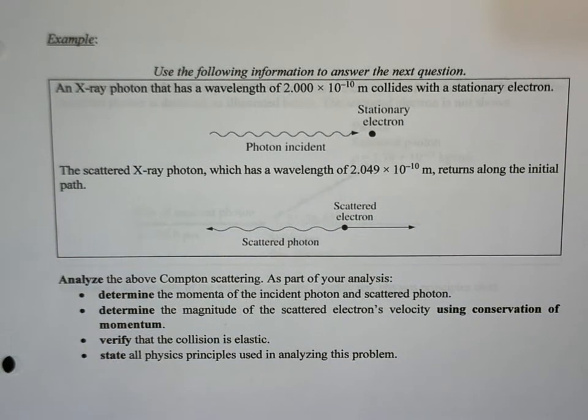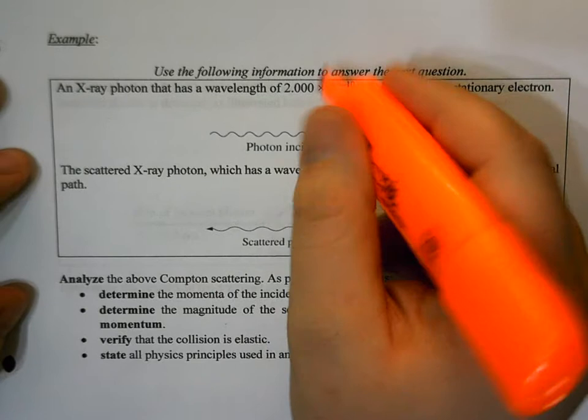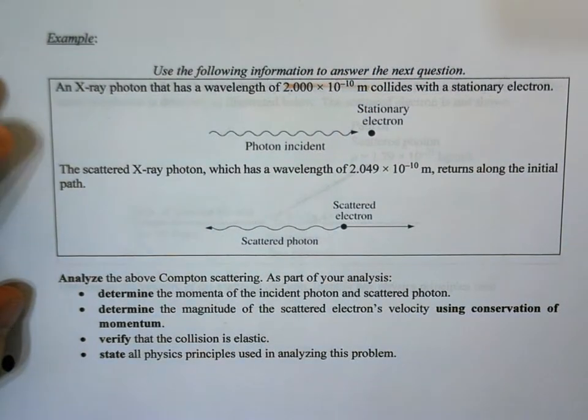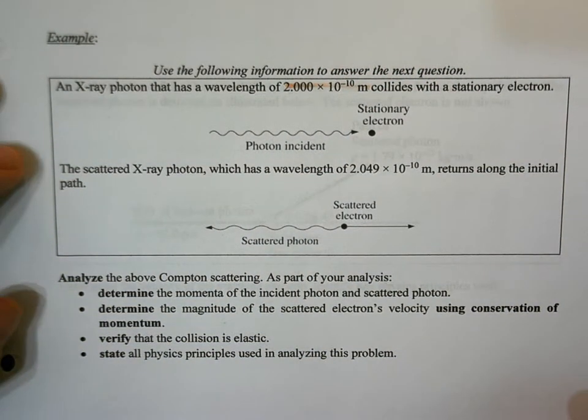Great, let's look at this question. This is an old question from a diploma exam many years ago. So let's see what they're asking. We have an X-ray photon. It has a wavelength of 2.000 times 10 to the minus 10 meters, and it collides with a stationary electron.